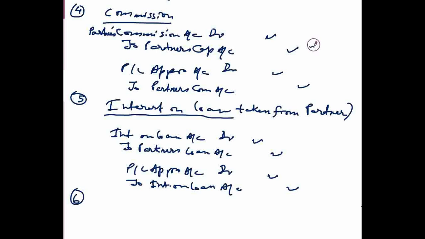Partners' drawings. In case of drawings, what entries do we pass? It's very easy. For the amount drawn by the partner on a regular basis out of the profits to meet their household contingencies and other purposes, the entry is partners' capital account debit to cash.